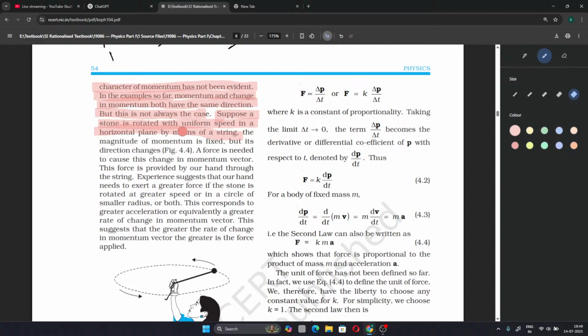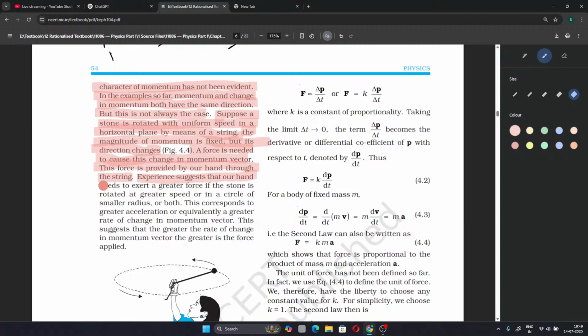Suppose a stone is rotated with uniform speed in a horizontal plane by means of a string. The magnitude of momentum is fixed, but its direction keeps changing. A force is needed to cause this change in the momentum vector, that is, the direction change. This force is provided by our hand through the string.